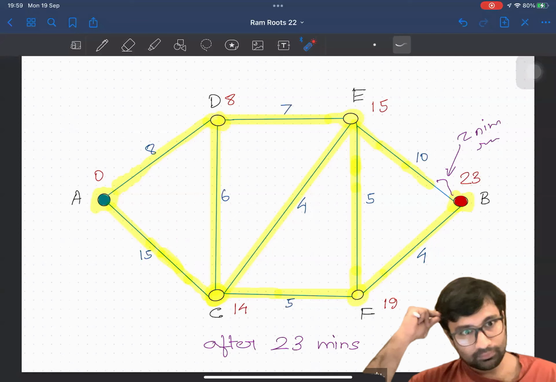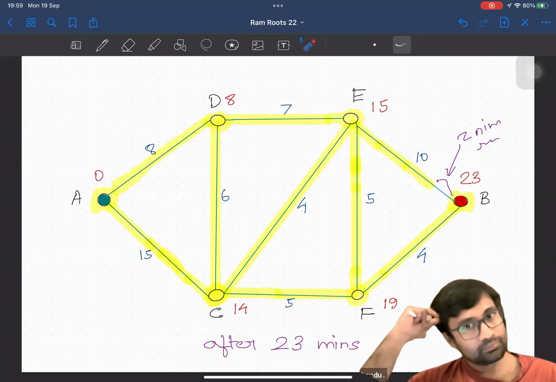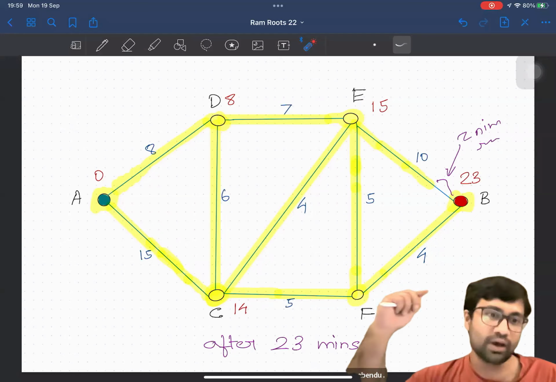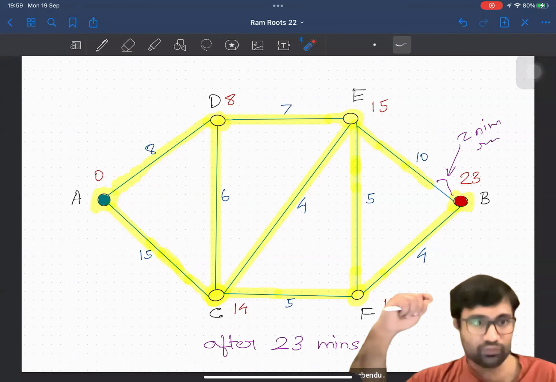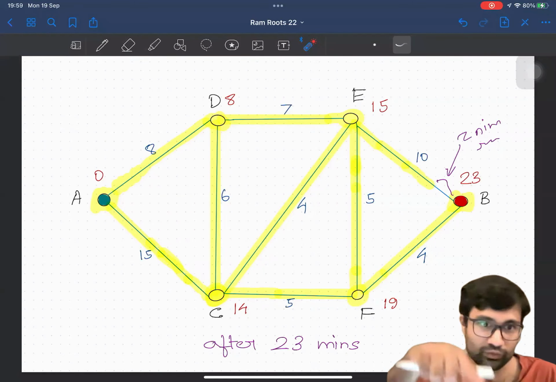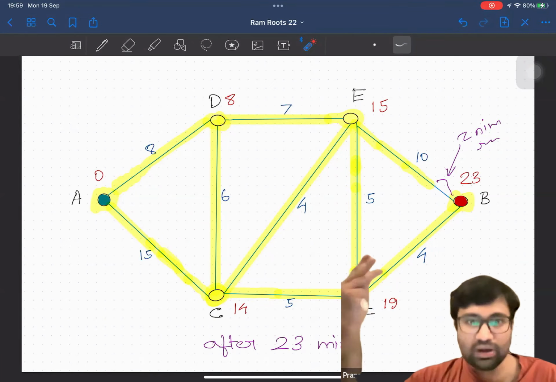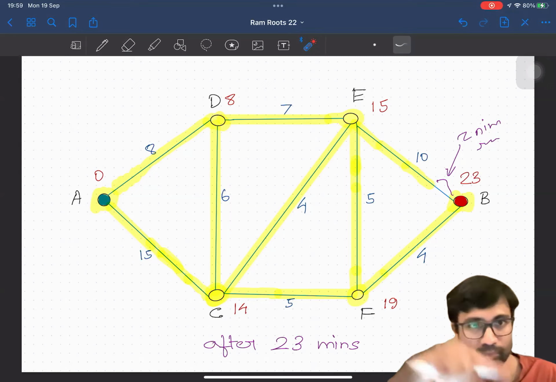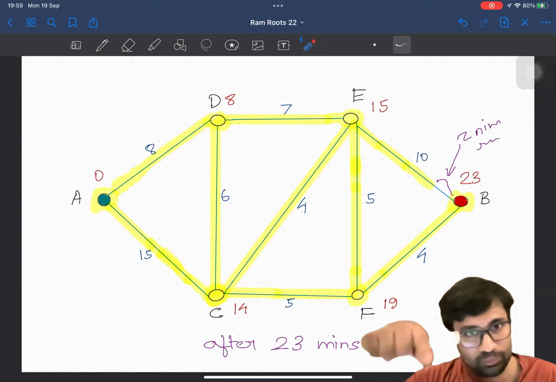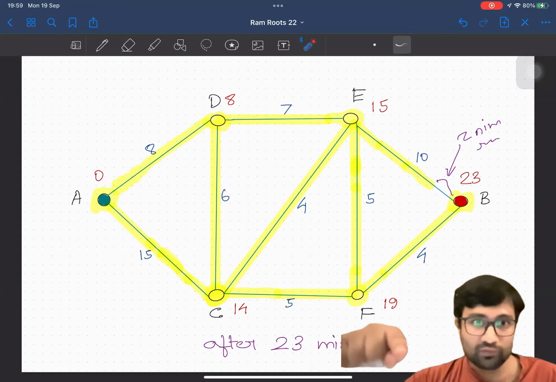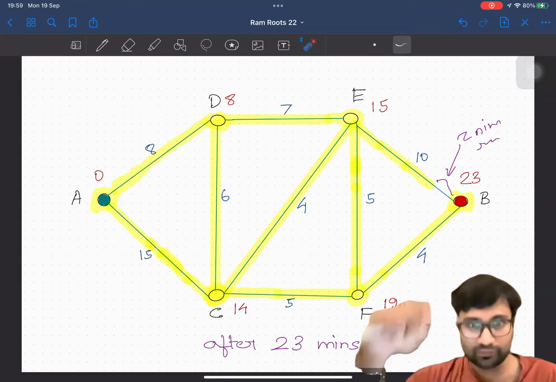Therefore, the fire reached B in less time than A to B from the D route. Okay, so if the fire, yeah, you are correct. If the fire goes directly from A to C, then C to F, and then directly from F to B, it takes 24 minutes. If you go from A to D, D to E, and E to B, then it takes 25 minutes. Right? But there is another path the fire can take and reach in 23 minutes.